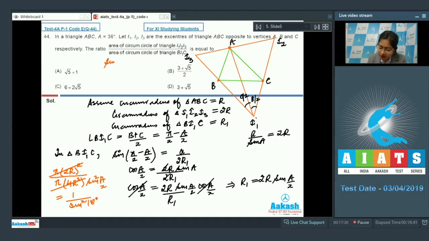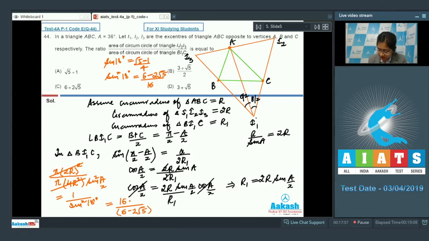Now we know the value of sine 18 degrees, that is equal to root 5 minus 1 upon 4. So the value of sine square 18 degrees will be equal to, in the denominator we will get 16 and in the numerator we will get 5 plus 1, that is 6 minus 2 times root 5. So this will be equal to 16 upon 6 minus 2 root 5.